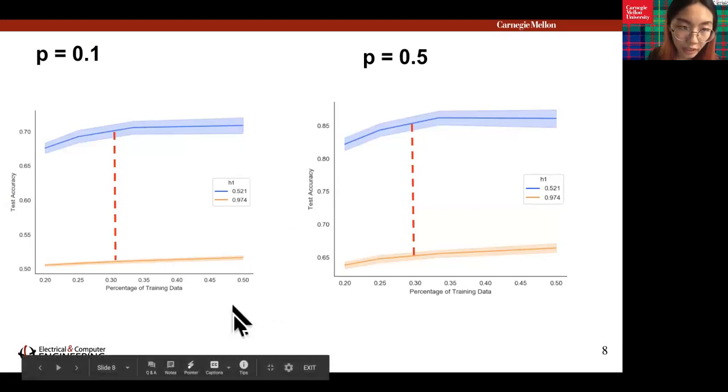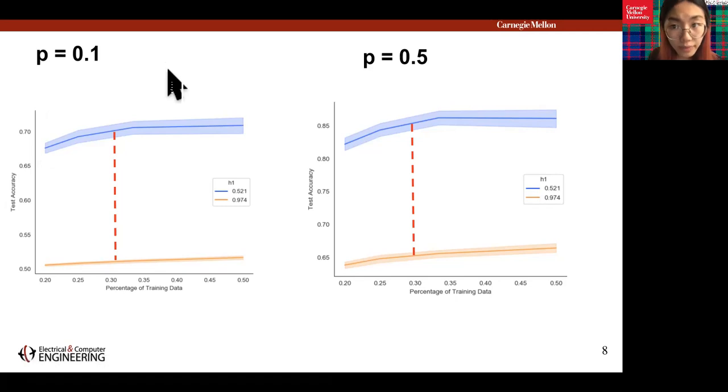So the left graph here shows the performance with p equals 0.1. It's a relatively sparse graph compared to p equals 0.5. The blue line is the performance when we train with a low edge entropy around 0.5, and the orange line is the test accuracy when we train with a high edge entropy around 0.97. So you can see the blue line is always above the orange line. And at 30% training data, the gap is around 20%.